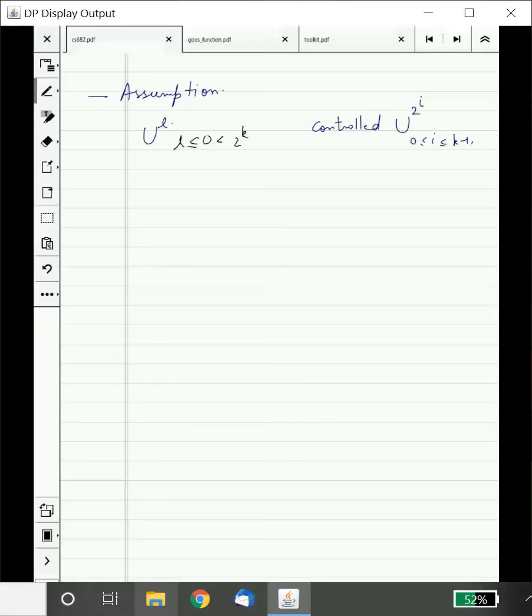How can we replace these? The simple idea is binary expansion. If I want to, for example, simulate u cubed. Let's say these are the qubits. This is u.